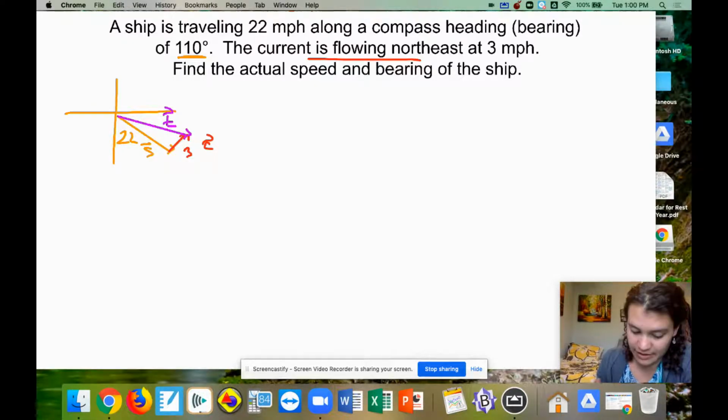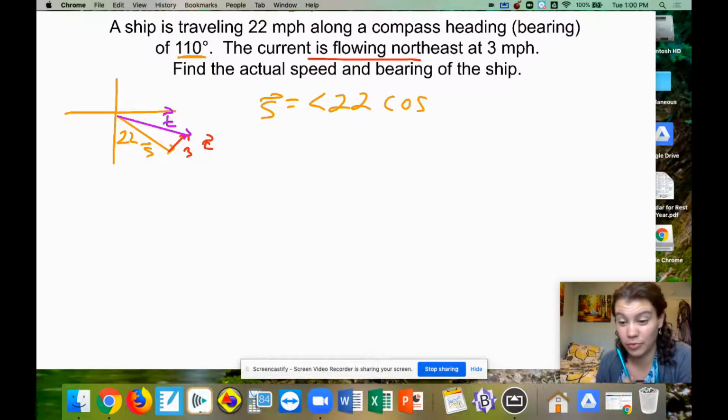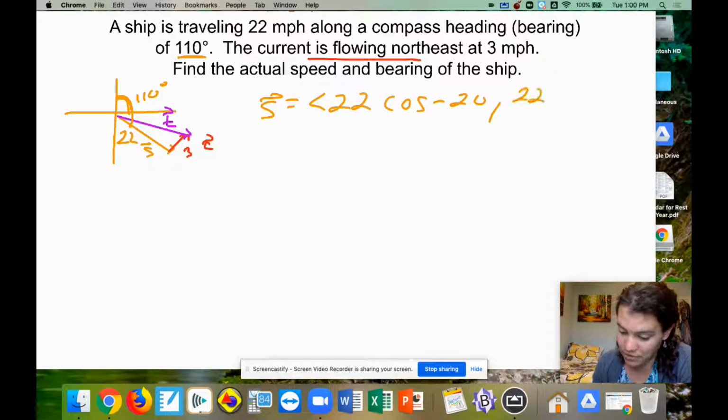So if I want to find the ship, we're at 22 miles per hour and we want cosine of an angle. Here, you should be really careful. It's not going to be 110 because that's your bearing. You need to convert this 110 bearing into a standard angle. So 90 would be to right here, and we're 20 past. So you can do cosine of -20 or cosine of 340. It doesn't matter which one. And then 22 sine of -20 or sine of 340.